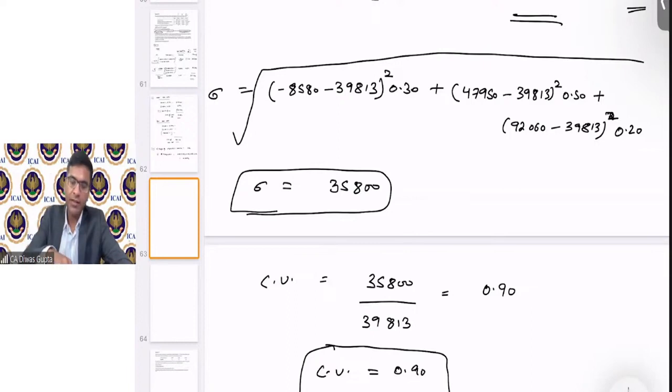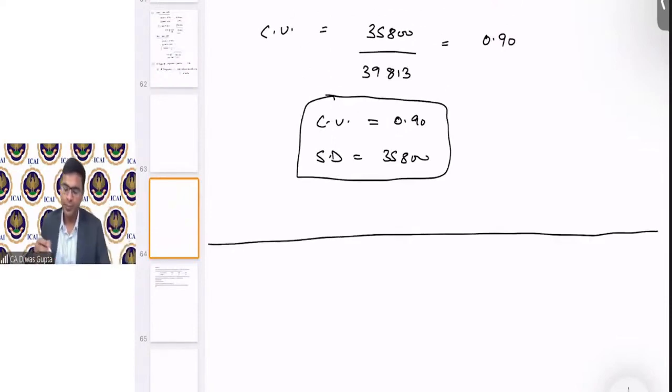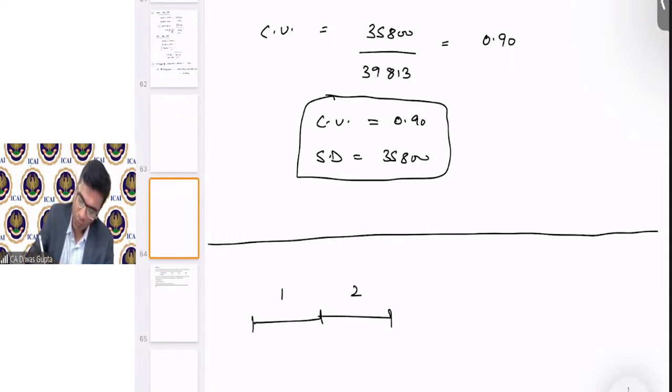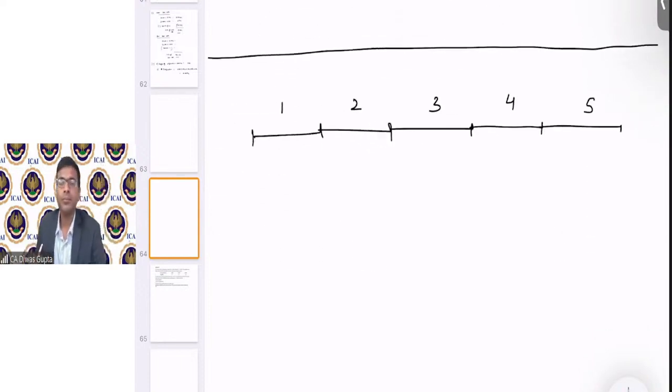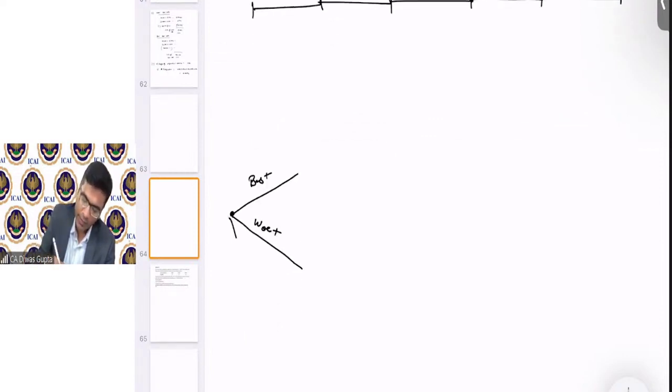See, students, let me first explain the independent and dependent. Now, I request everyone to please focus here. See, this is year 1. This is year 2. This is year 3. This is year 4. And this is year 5. Now, if I try to make a decision tree here, let's assume for a moment there are only two possibilities, best and worst. Okay, let me take all the three possibilities that are there.